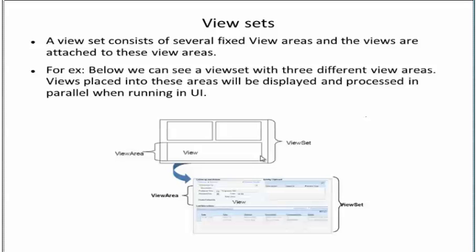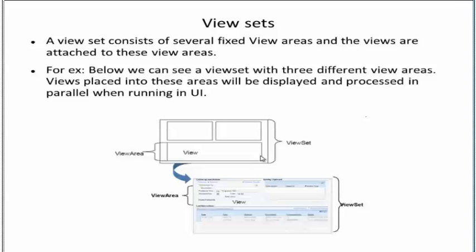Since we have defined the column span as 2, the table view which is shown in the third view area here is shown across the columns. So this is how it works, and while we create the view set itself, we generally decide how many view areas we need and all that. This is what we do when we need multiple views to be shown on the screen at the same time.